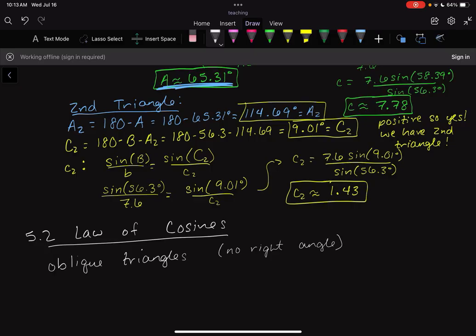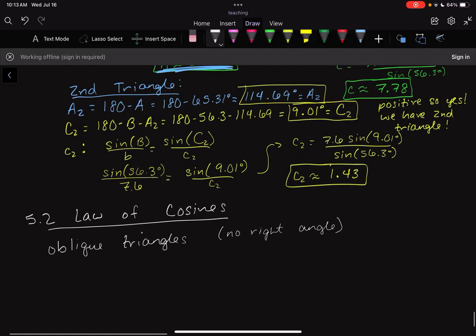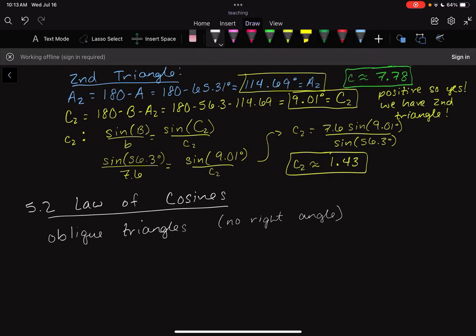And again, no right angle means that we can't use Pythagorean theorem and we can't use the normal relationships of sine, cosine, and stuff like that because they involve a hypotenuse. And if we have no right angle, we have no hypotenuse. So we can't use any of that.